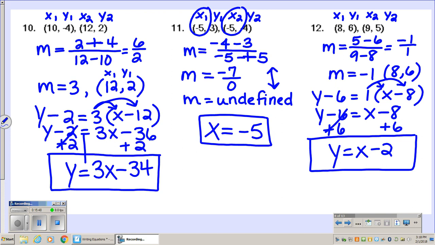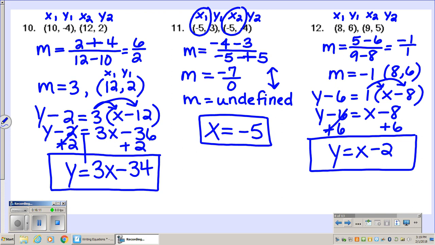Number 11, I didn't check my 2 points to see if my x-coordinates or y-coordinates were the same, so I found the slope. And when I saw that 0, I knew I had an undefined slope, because remember, we can never divide by 0. If you're ever unsure, you can type this in the calculator, -7 divided by 0, and it will give you an error message, which means the slope is undefined.